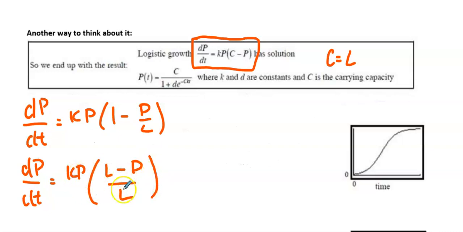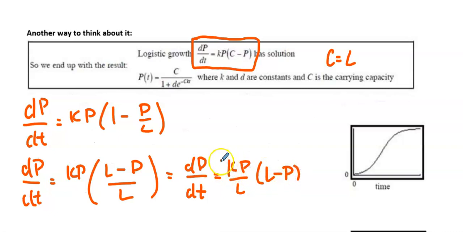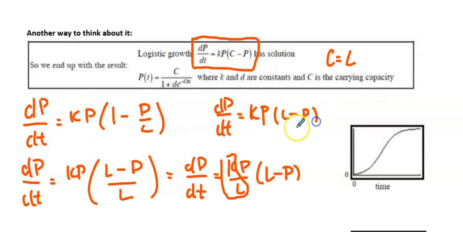If I were to break this fraction back apart, I would be given 1 minus P over L. So I haven't changed anything there. That was just simple algebra. Then I'm going to pull out of my parentheses 1 over L. So I'm going to get kP over L, and I'm going to be left with L minus P. Again, just like before, this k over L is still a number. So I'm going to create a new k, a k2 if you will, to represent k over L, times P, and then I get L minus P.